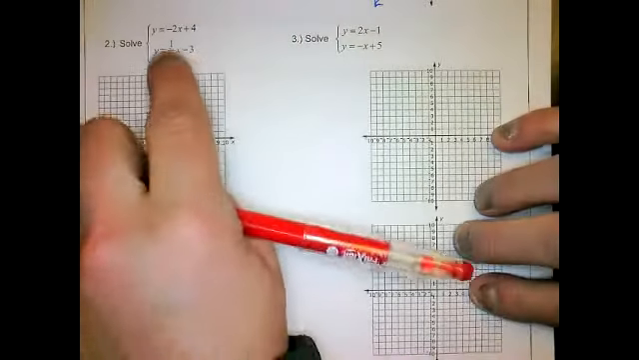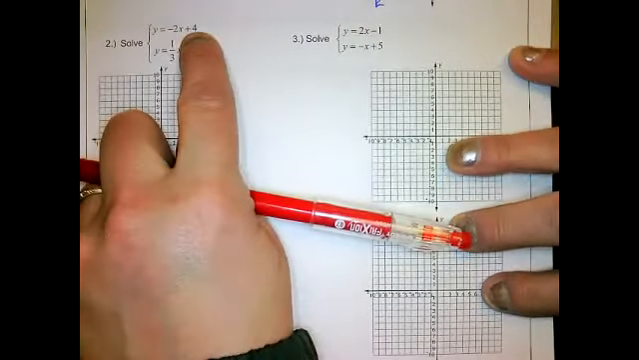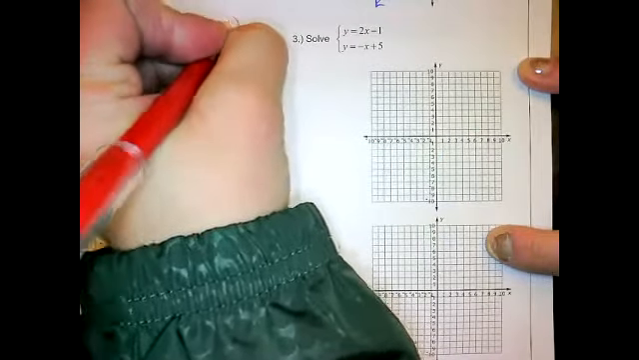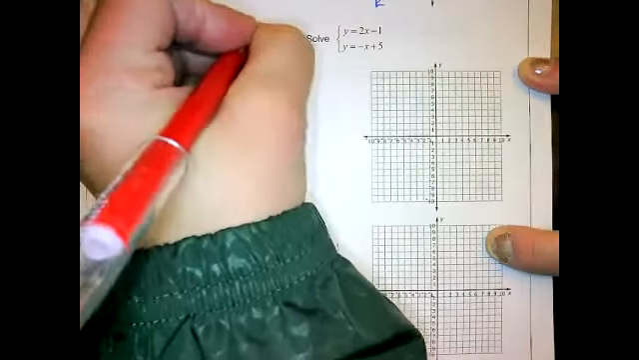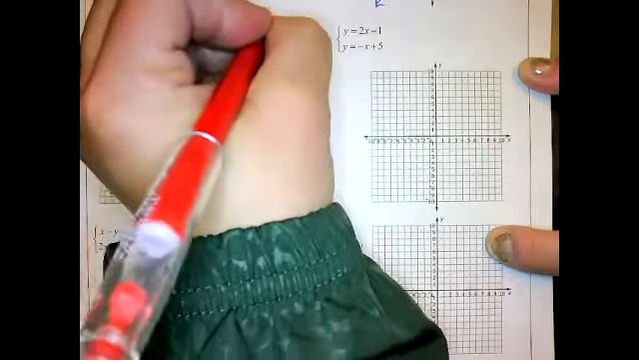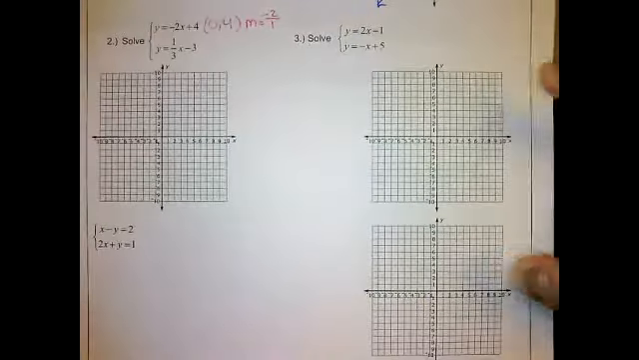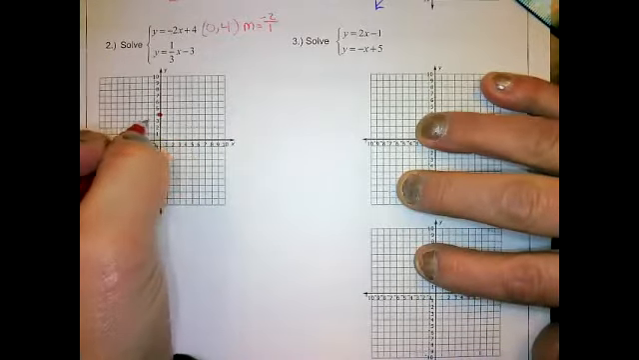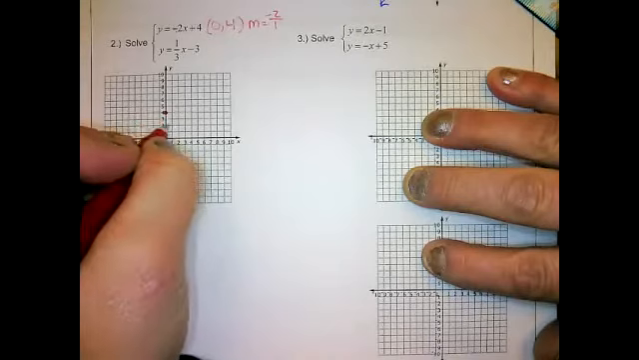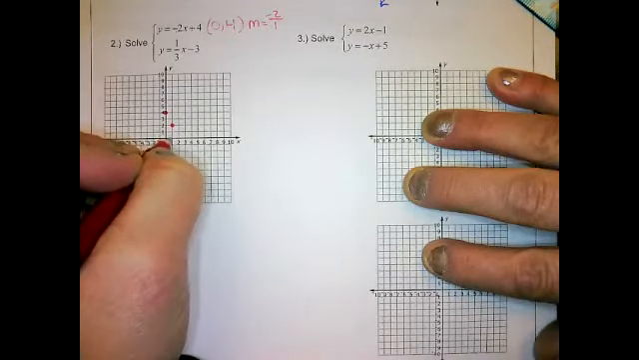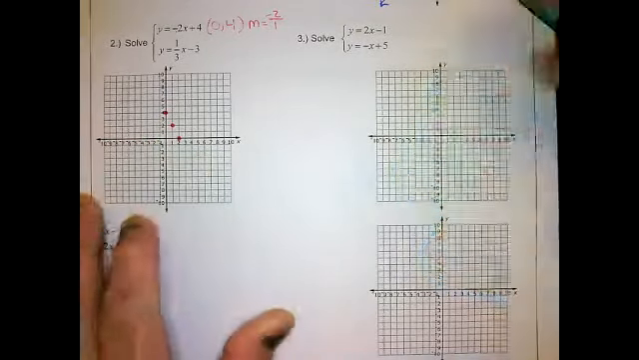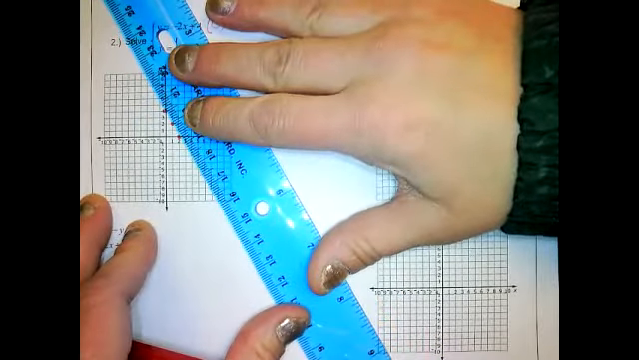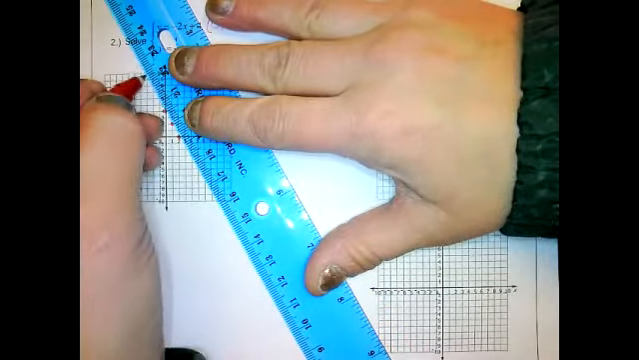Okay, so number 2 says y equals -2x plus 4. My y-intercept is (0, 4), and my slope is -2/1. I'm going to go ahead and plot (0, 4), and from there I'm going to go down 2, right 1, down 2, right 1. And now I can go ahead and connect those points.